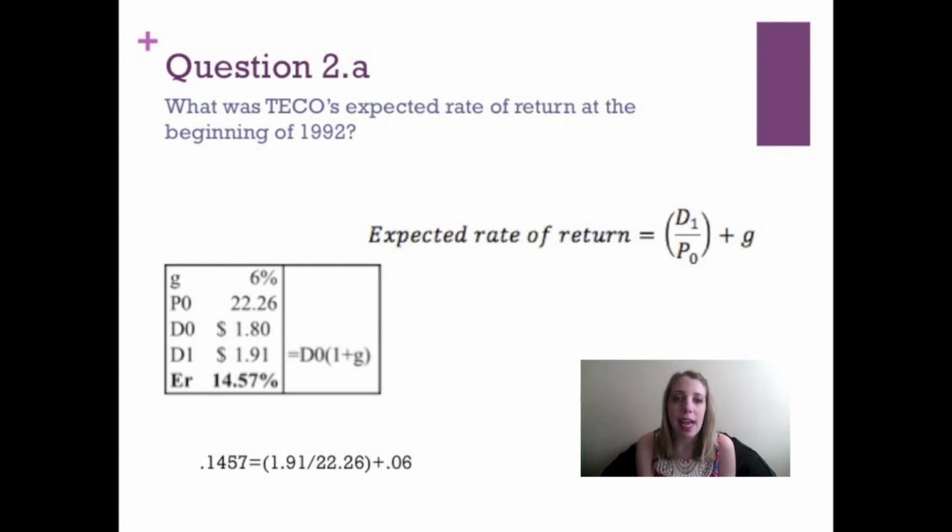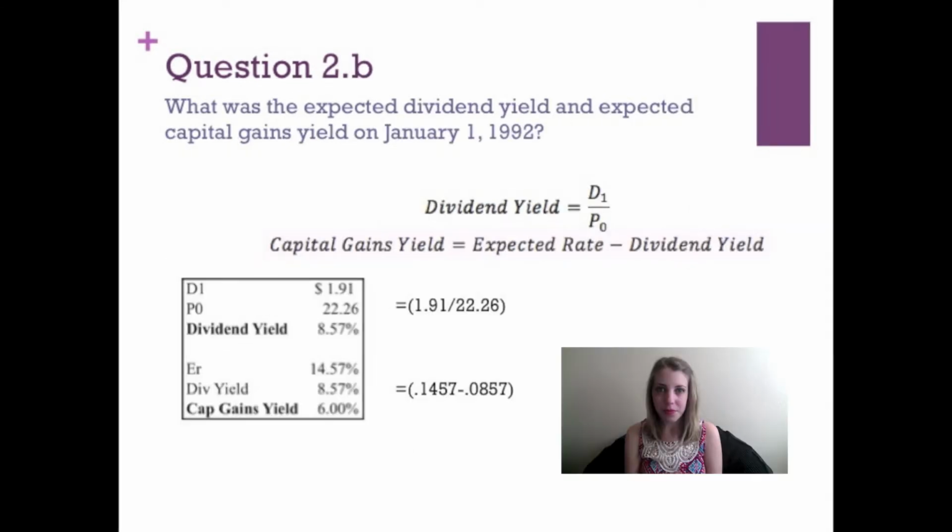So question 2A asks us to find the expected rate of return at the beginning of 1992. To do this, we must look at the next period's dividend, which would be 1.91. And then we divide that by the price. The current market price is 22.26. Then we add that to the growth rate of 6%, and we get a total of 14.57% expected return.